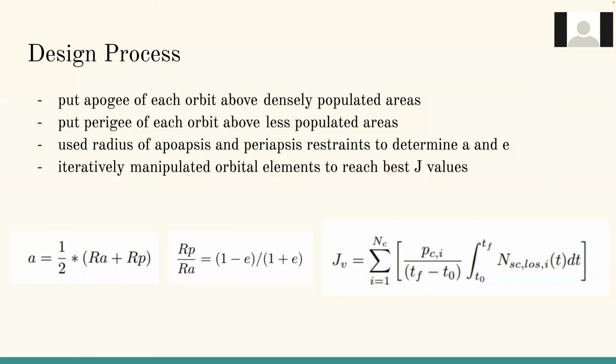In designing our orbits, one thing we did was put apogee over densely populated areas and perigee over less populated areas. This is because the satellites will travel at a faster relative velocity at periapsis. We then considered the limitations of the radius of apoapsis and periapsis. Using those first 2 equations at the bottom of the slide, we determined from these limitations acceptable values for the eccentricity and semi-major axis. Once we had an initial set of orbit elements, we then iterated them considering the best J values and found where we could get those maximized.